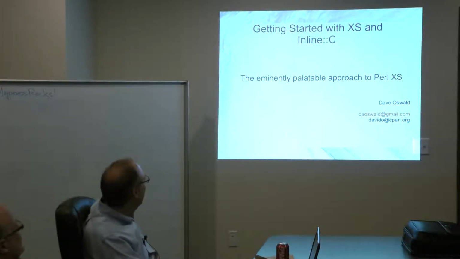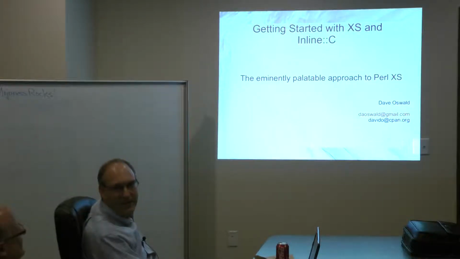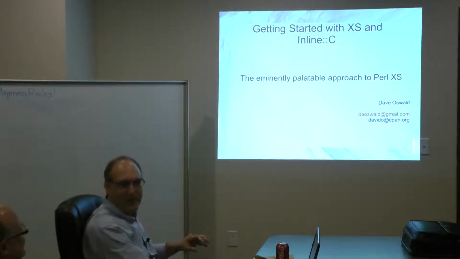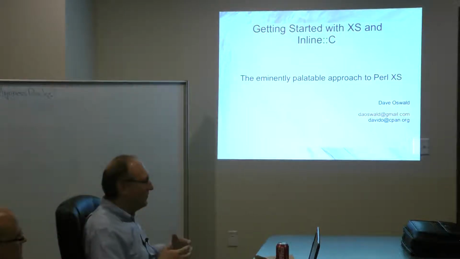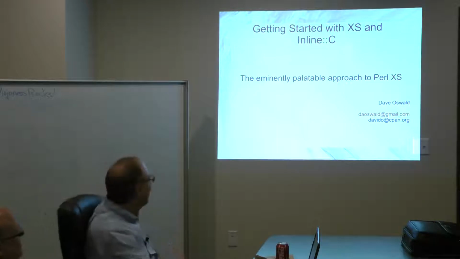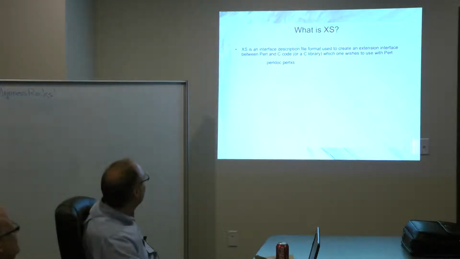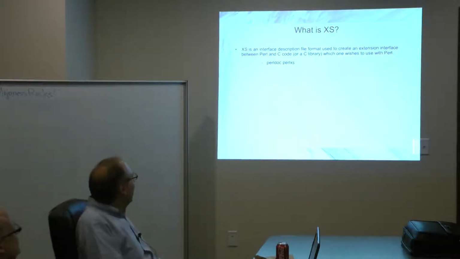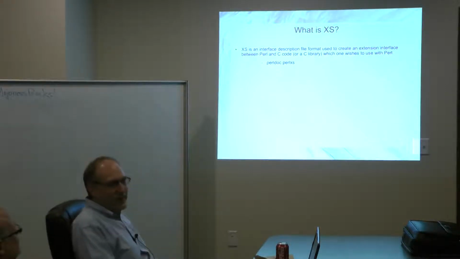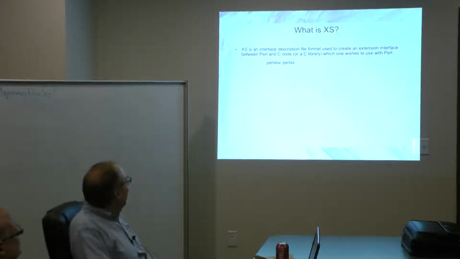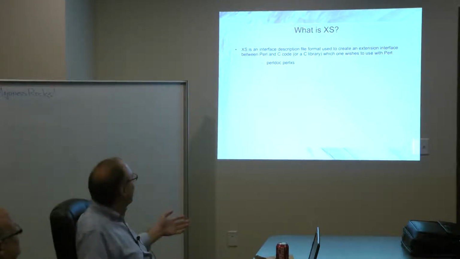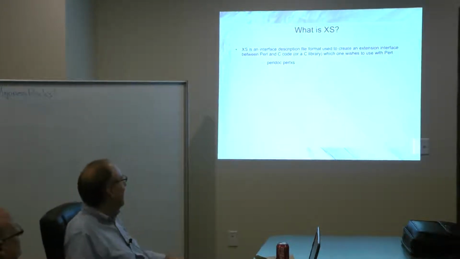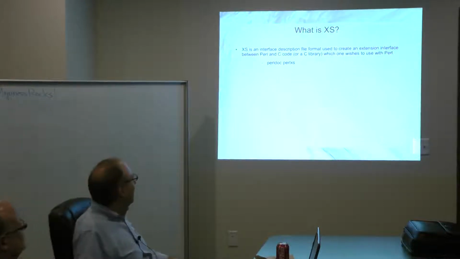Okay, we're going to try to get an overview of XS, not the typical overview where people are explaining all the details, but explaining kind of the fabric that we're going to be working with in XS. So what is XS? This is what the Perl XS pod has to say about it. XS is an interface description file format used to create an extension interface between Perl and C code or a C library, which one wishes to use with Perl.